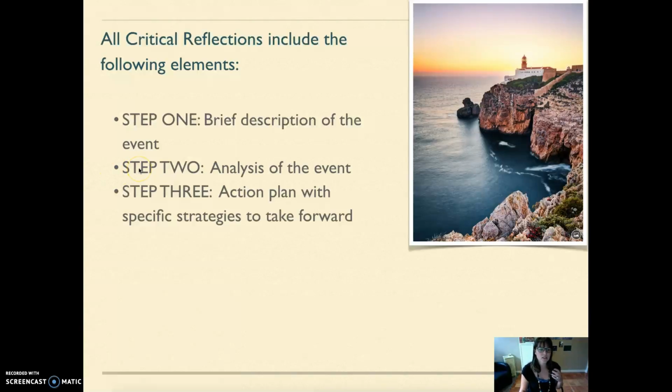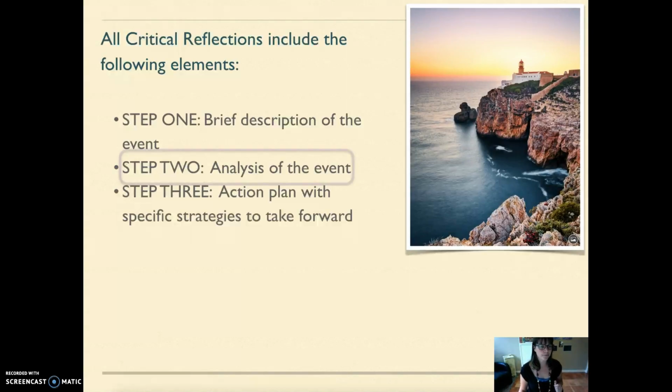Step 2 is the analysis of the event. So that's getting more depth out of the event, looking at the hows, the whys, and trying to gain more information so that more learning can be brought forward. From there, step 3 is creating the action plan with specific strategies to take forward. So all the learning that occurred in the analysis stage is then put into place in a concrete way.